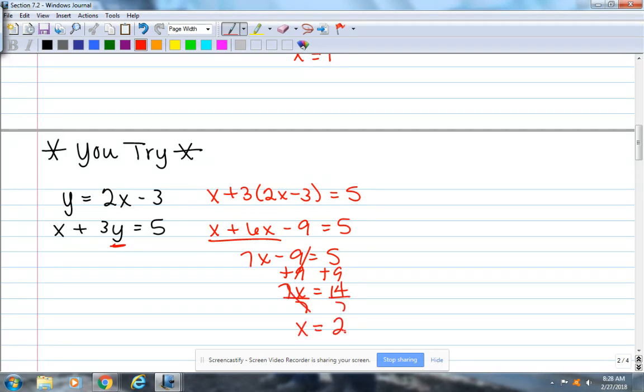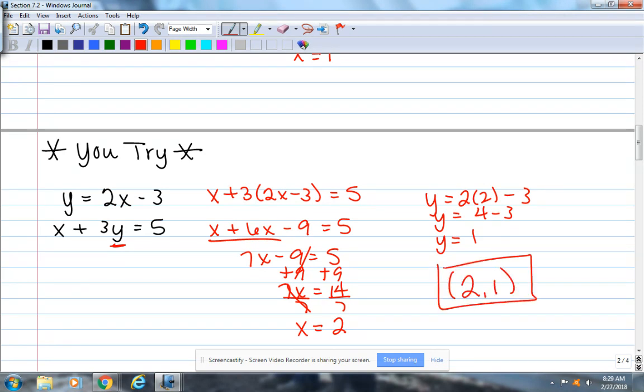So after you got your x, how did you get your y? Plug that in for the x in the top one. So y equals 2 times 2 minus 3, which is 4 minus 3. So y equals what? So what's your ordered pair? 2, 1. Raise your hand if you got 2, 1 for your ordered pair. Any questions?